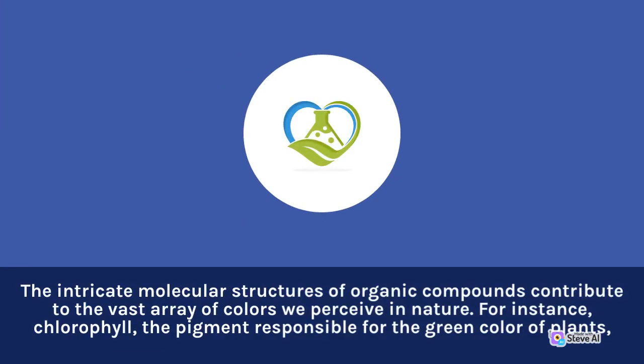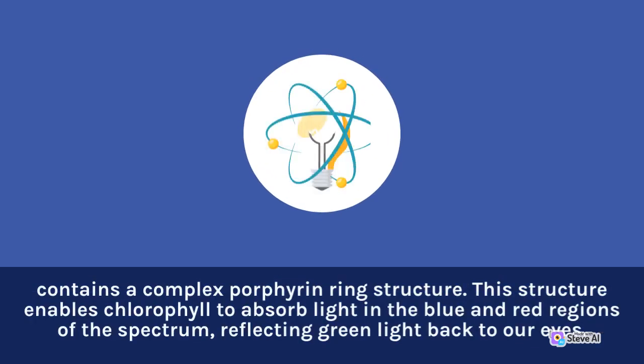The intricate molecular structures of organic compounds contribute to the vast array of colors we perceive in nature. For instance, chlorophyll, the pigment responsible for the green color of plants, contains a complex porphyrin ring structure. This structure enables chlorophyll to absorb light in the blue and red regions of the spectrum, reflecting green light back to our eyes.